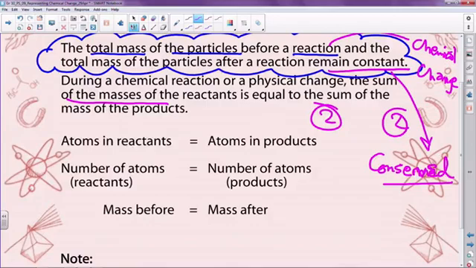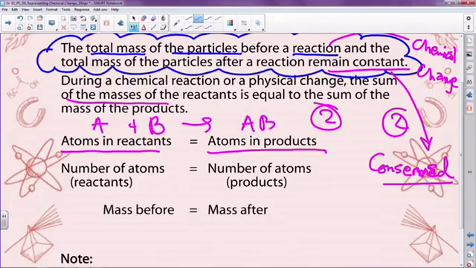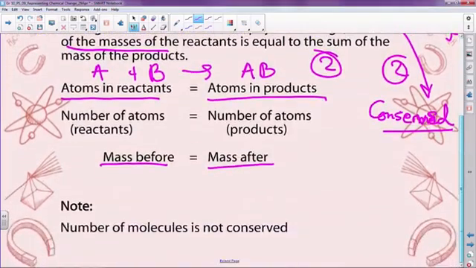So in this case, atoms in the reactants must equal atoms in the products. That's if we had A plus B giving us, let's say, AB. That's the sense that we're talking about. So the number of atoms in the reactants must be the number of atoms in the product. Hence, the total mass must be equal before and after a chemical change has taken place.